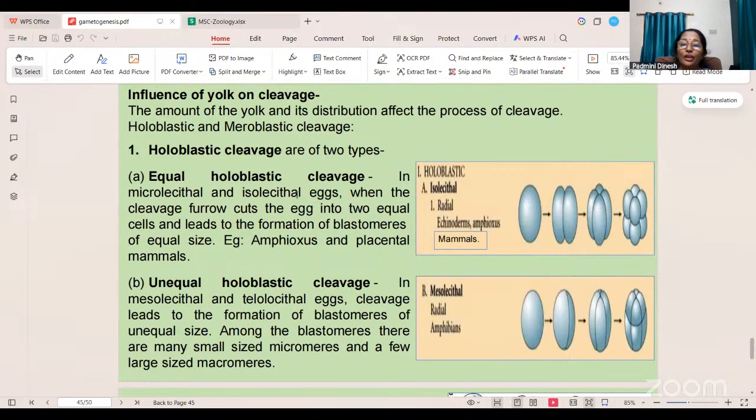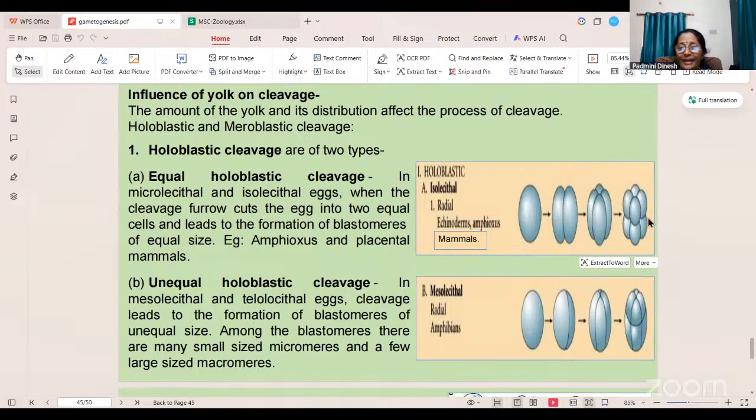In these types of eggs, you have this holoblastic cleavage. So you have a complete cleavage from the animal pole to the vegetal pole, or north pole to south pole, dividing the zygote into two equal halves. Now, these two equal halves will undergo another cleavage on either side, opposite to the one that has occurred, dividing the two cells into four.